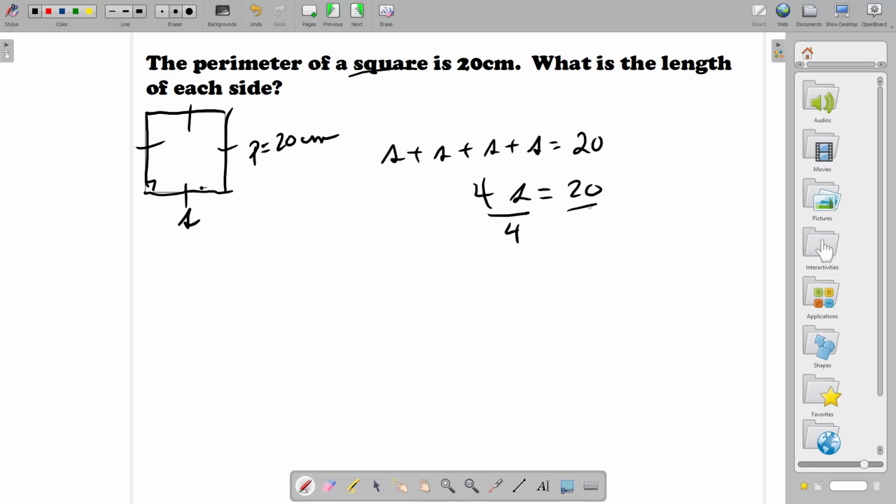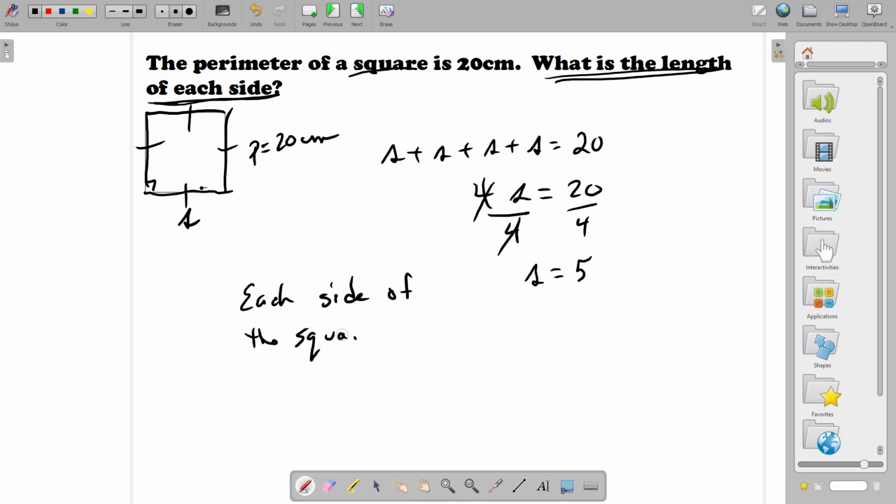Divide by 4, divide by 4. A side is 5. We need to, again, make sure we're answering the question. It says, what is the length of each side? I like to take word problems and answer them with word answers. So I'm going to say each side of the square is 5 centimeters.